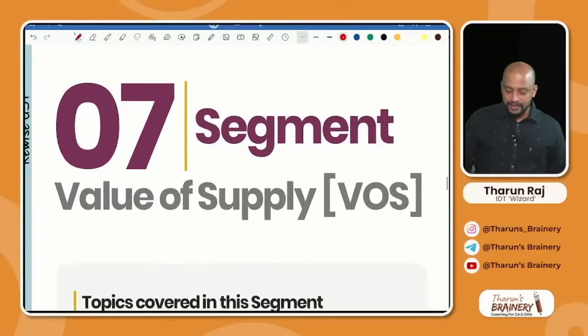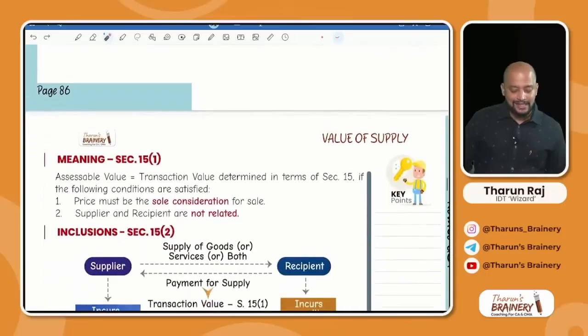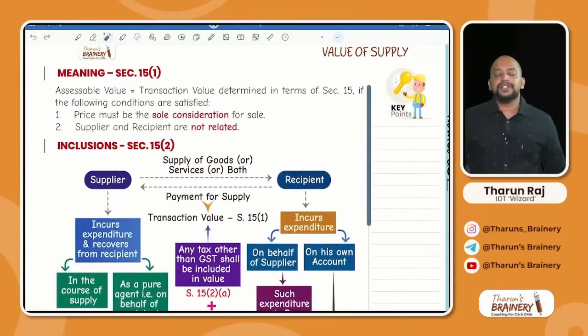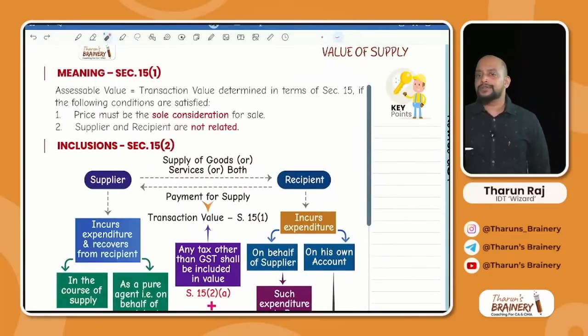So we have completed e-way bill so far. Now the next area that we are going to discuss is value of supply, segment 7. In this value of supply, we have only one section, that is section 15, and section 15 says that the value of supply will be the transaction value. So we have section 15 subsection 1 which says that the assessable value equals transaction value.